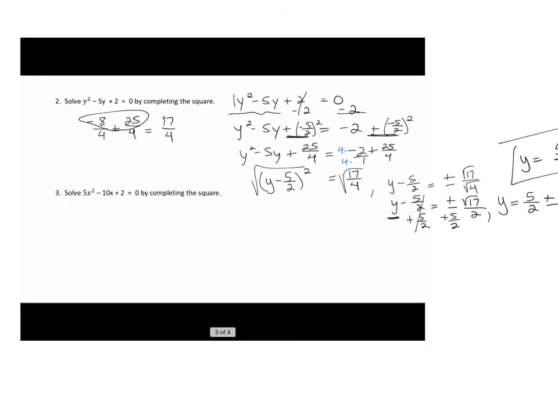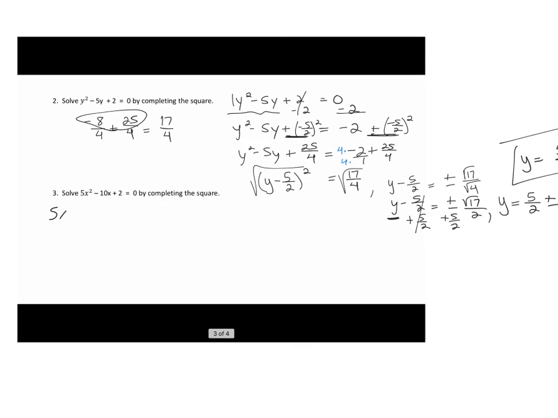Then for number 3, we have another equation here, 5x squared minus 10x plus 2 equals 0, and we want to solve by completing the square. So the first thing that we need to know is that there's no coefficient for the x squared term. And there is actually, so that means we need to divide 5 from every term in the equation so that it does not have a coefficient. So that's just x squared minus 2x plus 2/5 equals 0.